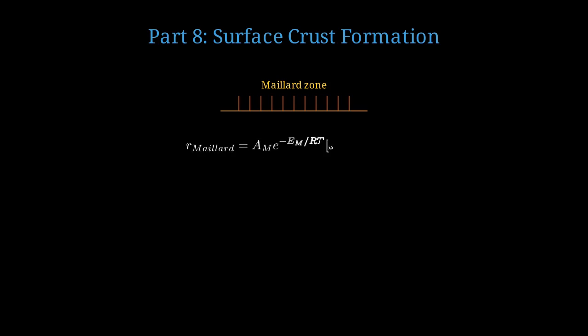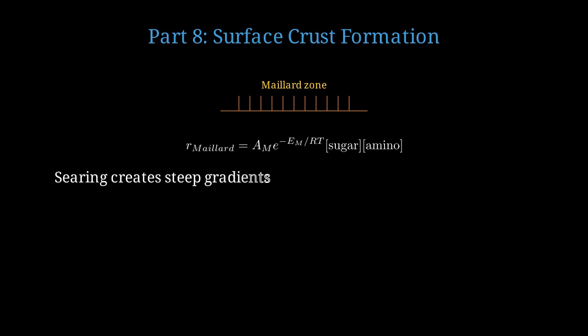The surface presents unique physics. Maillard reactions require temperatures above 140 Celsius and low moisture. A dry crust layer forms where moisture drops below 10% and temperature exceeds 140 Celsius. This thin zone, typically under 1 millimeter, dominates flavor. Maillard rate depends on sugar and amino acid concentrations, with activation energy around 100 kilojoules per mole. Rate explodes above 150 Celsius.